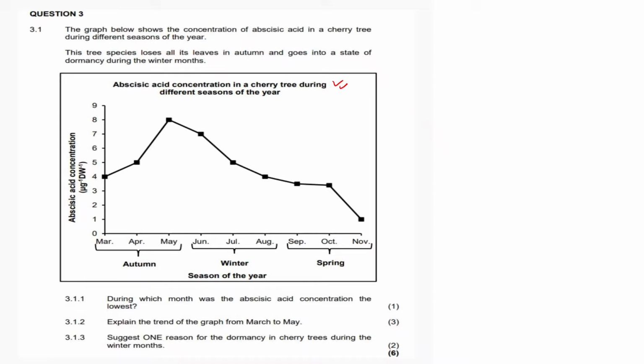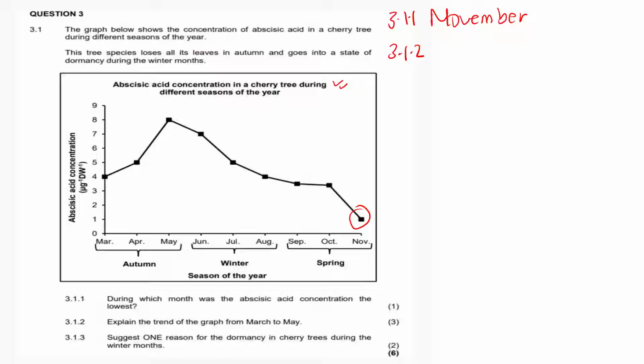Now we have abscisic acid concentration, we have the seasons of the year, which is autumn, winter, and spring. 3.1.1 is saying during which month was the abscisic acid concentration the lowest? It is in November. Very good. 3.1.2, explain the trend of the graph from March to May.